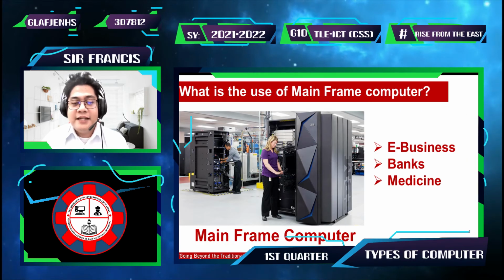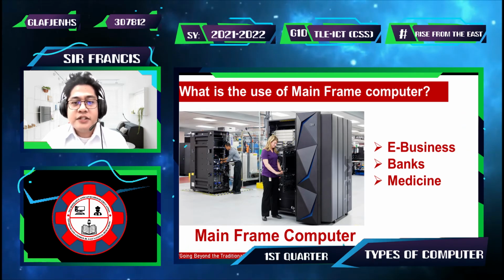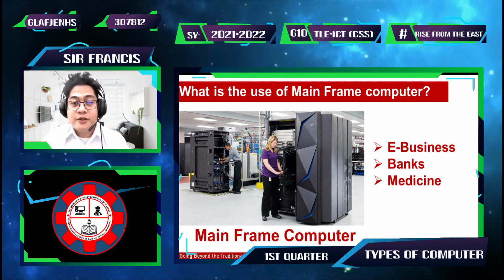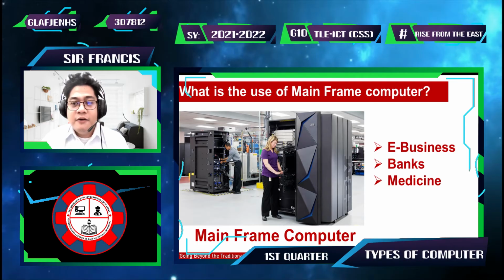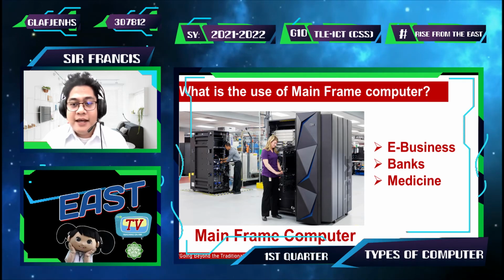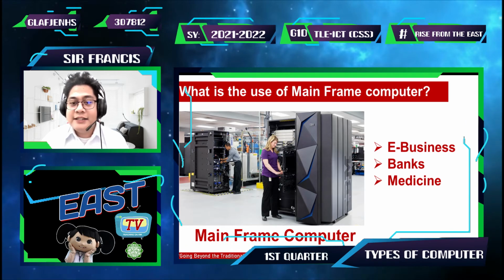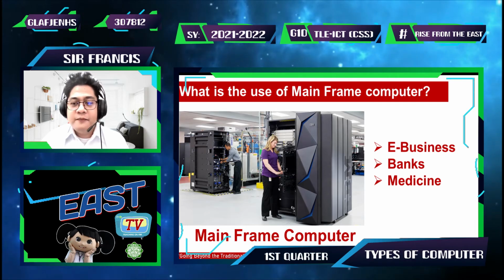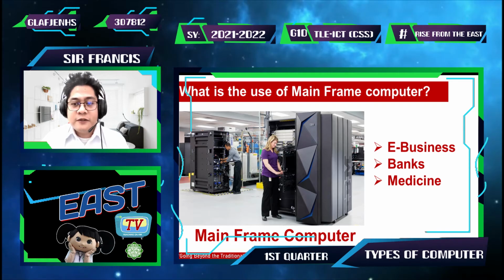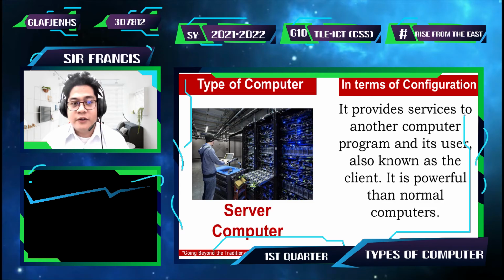For electronic business, it is very important to keep track of business transactions and exchanging electronic money across the internet. Banks must also track ATM deposits, withdrawals, credit card transactions, mobile pay, and online account updates. For medicine or healthcare, it is very efficient to help physicians quickly access patient information and laboratory results for fast treatment of patients. The next type of computer is a server computer.